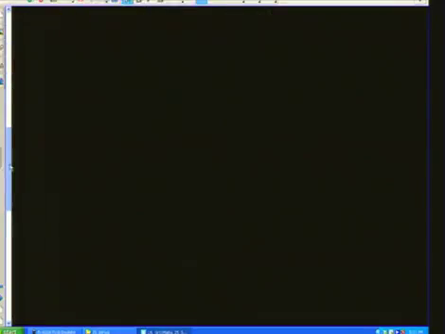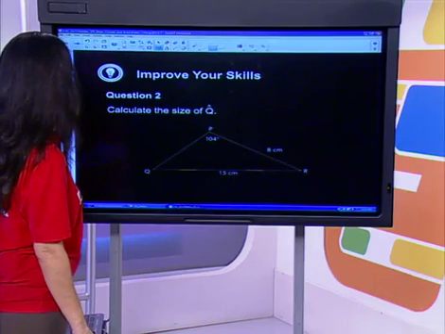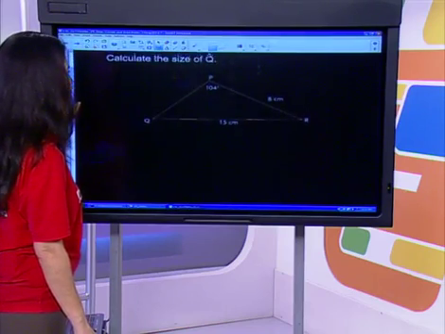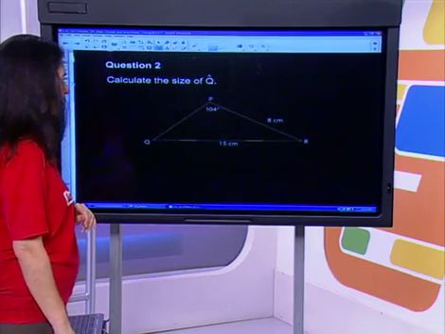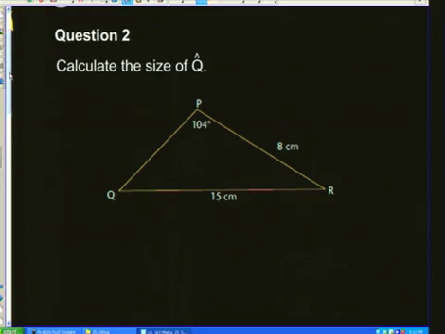Now we need to calculate the size of angle Q. Again, if we look at the position of the information, I need to find this angle. Look at what is opposite angle Q. It's this length PR. And look at the given information, side 15, and its opposite 104. So when the information is opposite each other, we can create the sine rule.